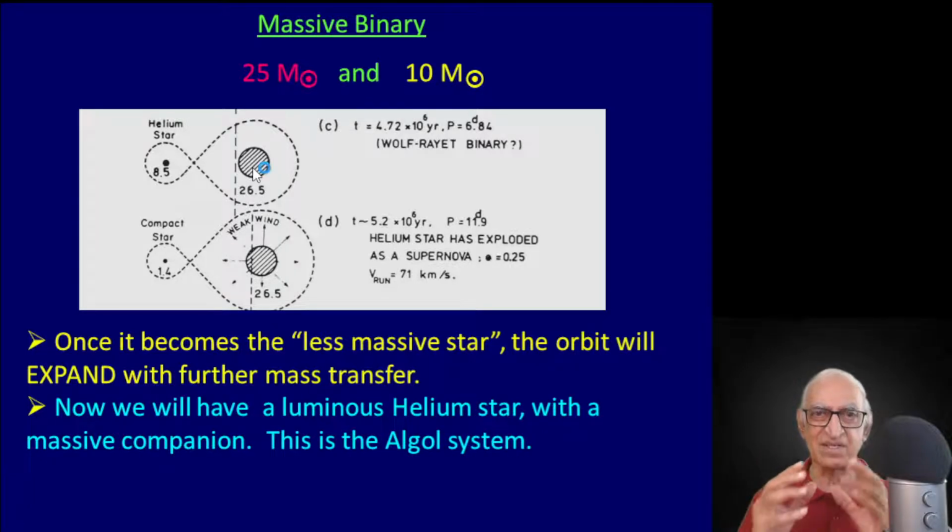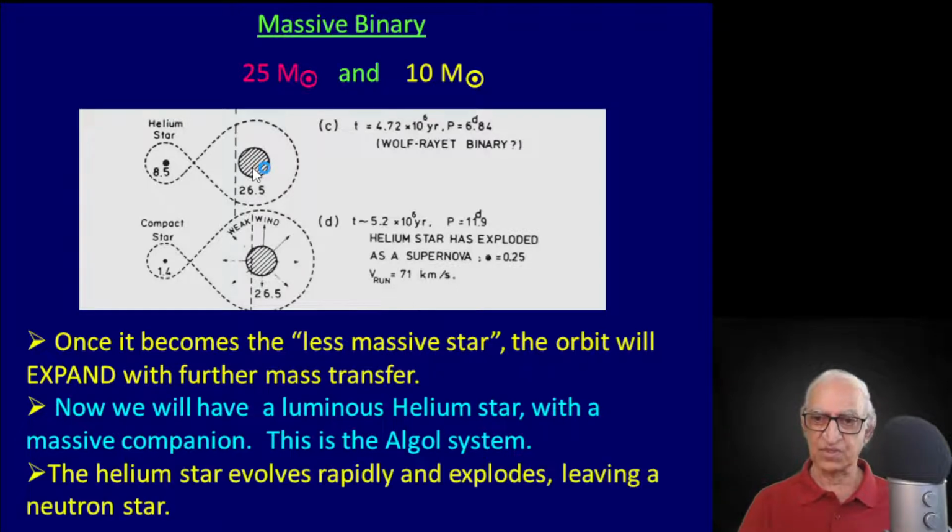It's a close binary where the primary star first evolves, fills its Roche lobe, transfers mass to the companion, and all that is left is the highly luminous helium core of about 8 solar mass according to the calculation. Now the helium star, as I said, will quickly evolve and explode as a supernova, leaving behind a neutron star. So we have now formed a neutron star in a binary system, and our story just begins.